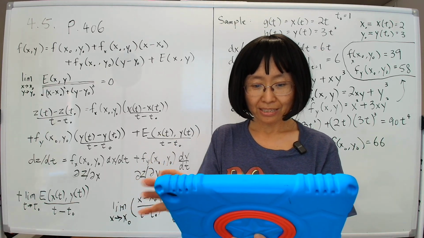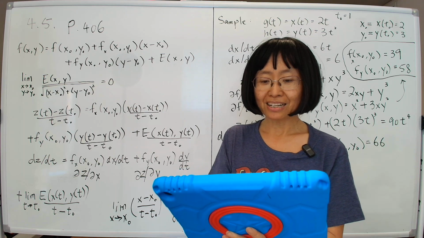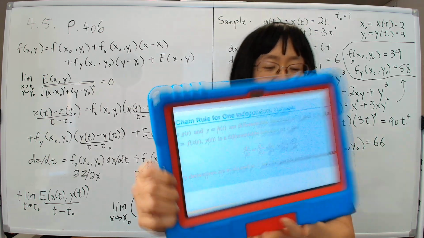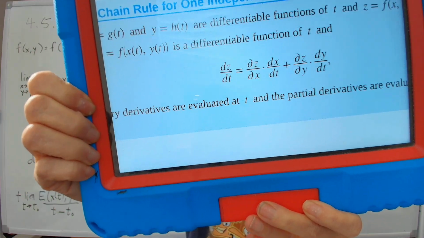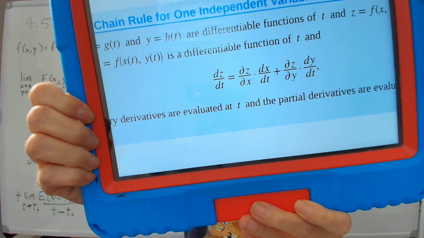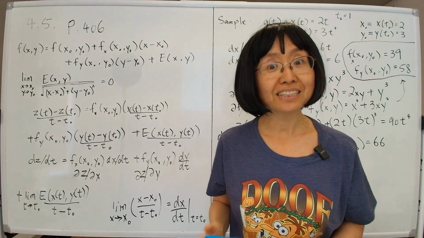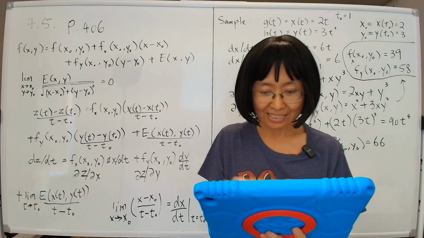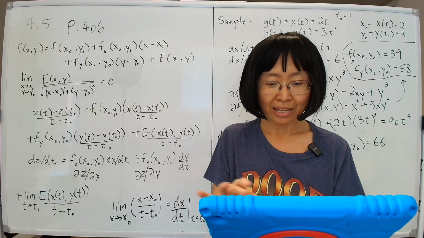And so that's that. Now that we know this, okay, we know that this nice fancy formula, dz by dt equals partial z partial x times dx by dt plus partial z partial y times dy by dt. Now that we know that, we need to do it. And doing it is going to be somewhat tedious. Okay, so please use the chain rule.